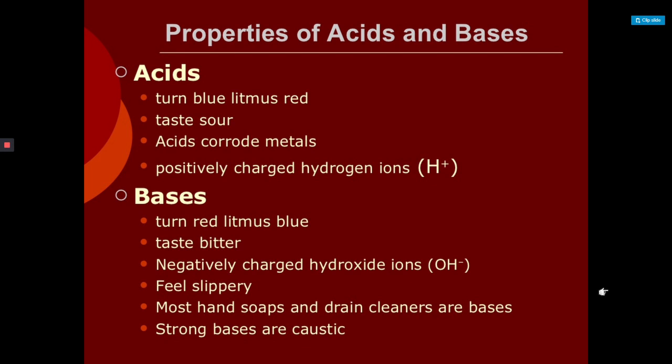So the properties of acids and bases have been displayed on the screen, but let me tell you. Acids turn blue litmus red. Acids taste sour. Acids corrode metals, and contain positively charged hydrogen ions. Bases turn red litmus blue, taste bitter, and contain negatively charged hydroxide ions. Bases feel slippery. Hand soaps and drain cleaners are mostly bases, and strong bases are caustic.